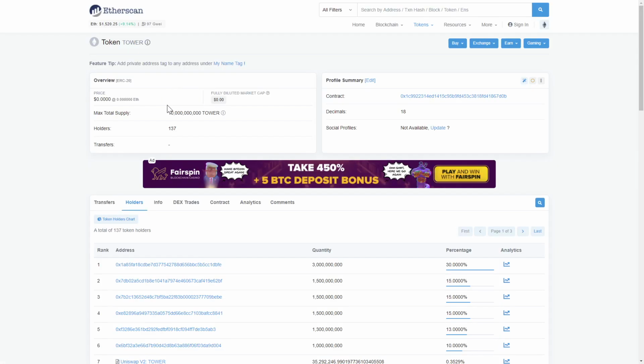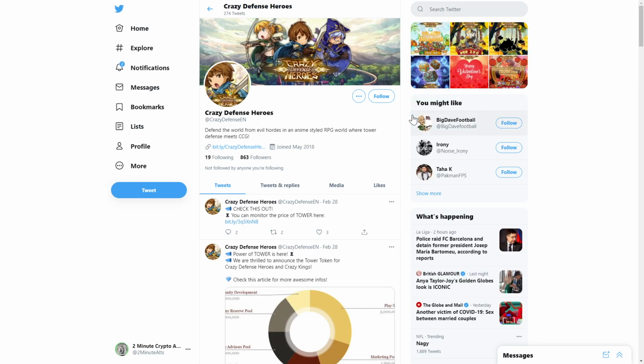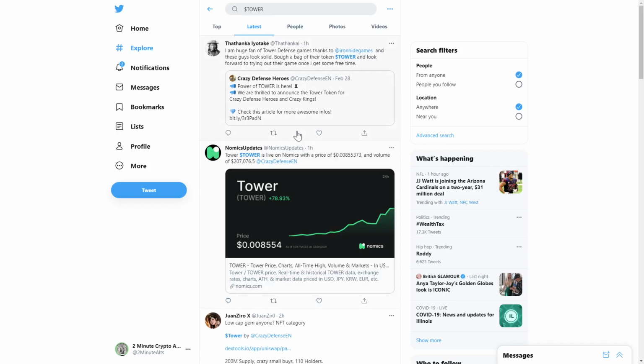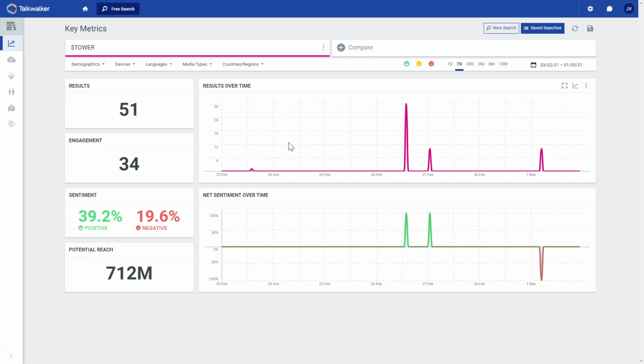Jumping into the Etherscan, we see a current holder count of 137 and a total token supply of 10 million. The team's Twitter page is active with over 800 followers and some organic posts from the project's supporters. Key Twitter metrics show good net sentiment over the past week with 51 tweets and some engagement.